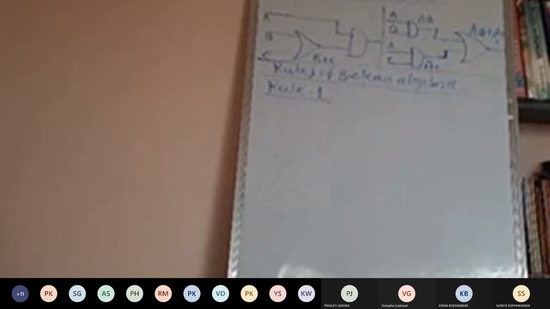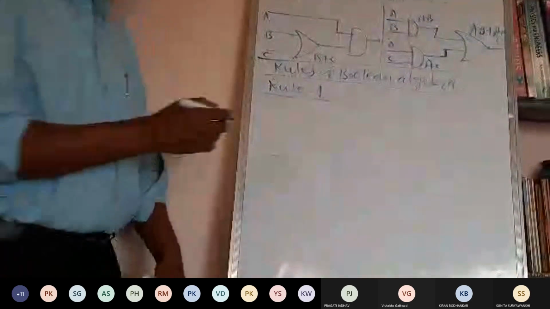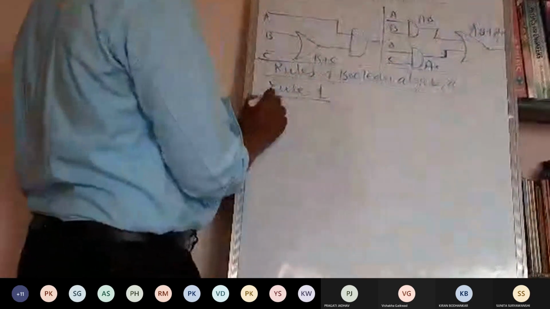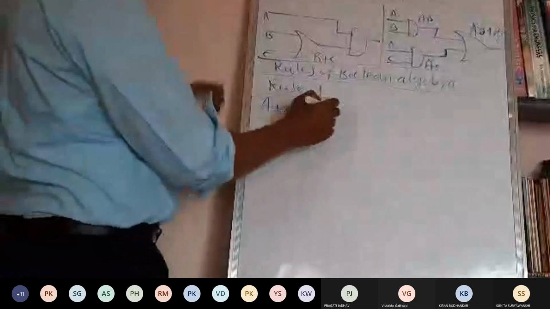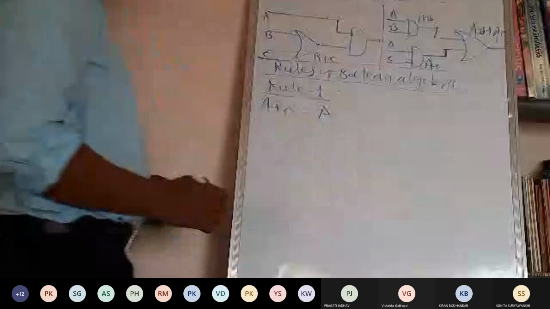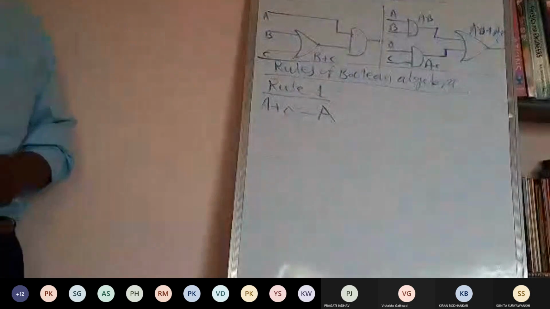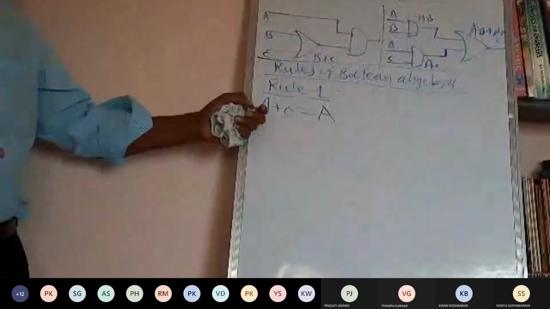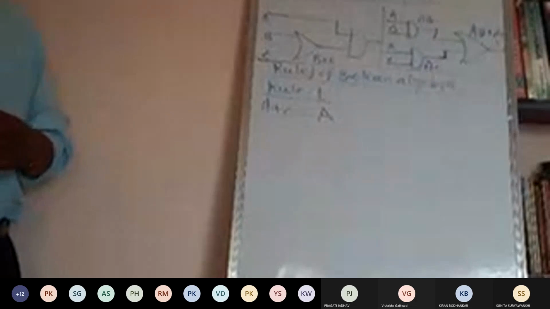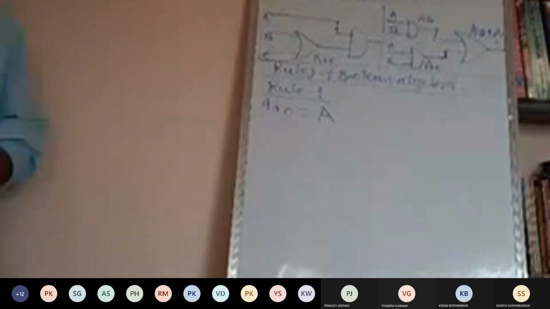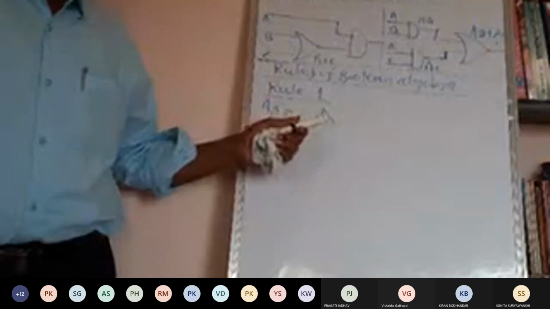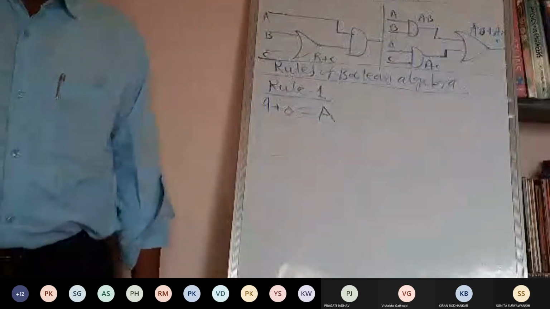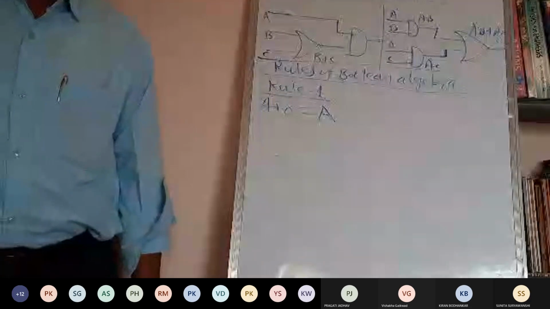रूल नंबर 1, a + 0. Rule number 1, that is a + 0 is equal to किती? a + 0 is equal to a. It means that a ची जी काय व्हॅल्यू असेल, whatever may be the a, काय व्हॅल्यू असू शकतात इन द लॉजिक मध्ये किंवा लॉजिकल एक्सप्रेशन. How many possible values of a? a च्या कोणकोणत्या व्हॅल्यू असू शकतात?